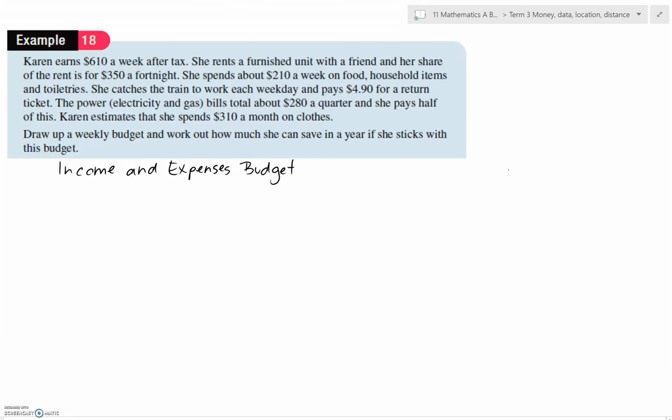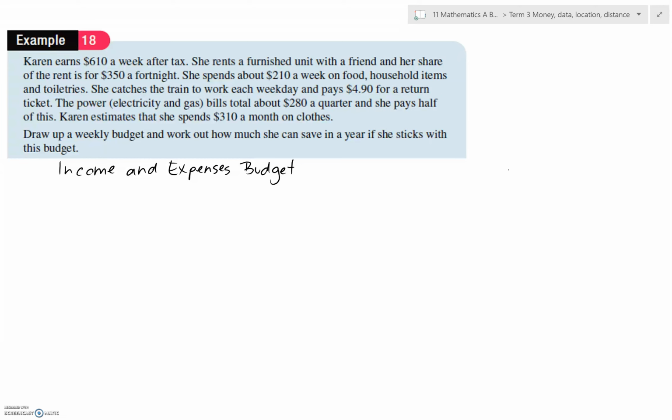So Karen earns $610 a week after tax. She rents a furnished unit with a friend and her share of the rent is $350 per fortnight, which remember is 2 weeks. She spends about $210 a week on food, household items, and toiletries. She catches the train to work each weekday and pays $4.90 for a return ticket. The power bills cost about $280 a quarter. Remember, there are 4 quarters in the year, and each quarter consists of 3 months. And she pays half of this.